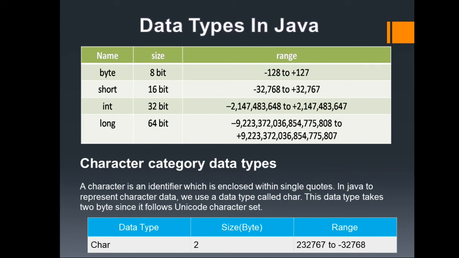Next one is character category data type. A character is an identifier which is enclosed within single quotes. In Java, to represent character data, we use a data type called char. This data type takes 2 bytes since it follows Unicode character set. This is shown in the table below.